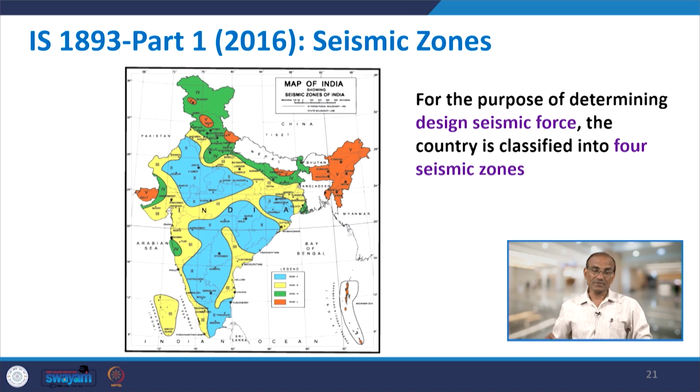Many of you may already be aware, what is this map saying? This map is nothing but seismic zonation. This shows seismic zonation for our country, published in 2016. For the purpose of determining design seismic force, the country is classified into 4 seismic zones, and these zones are in different colors, like orange color is zone 5.